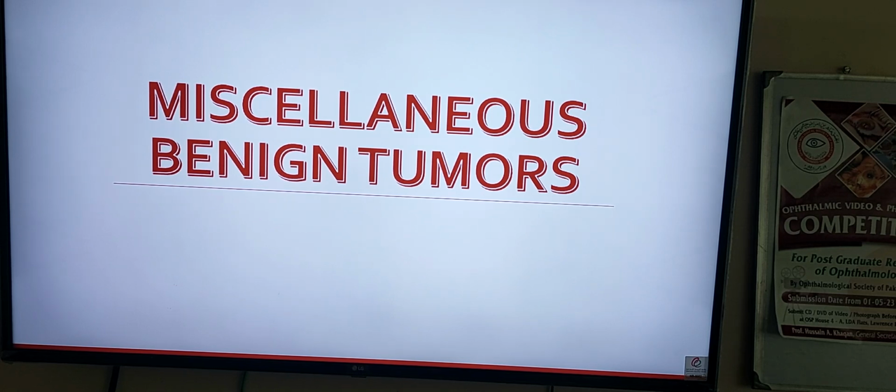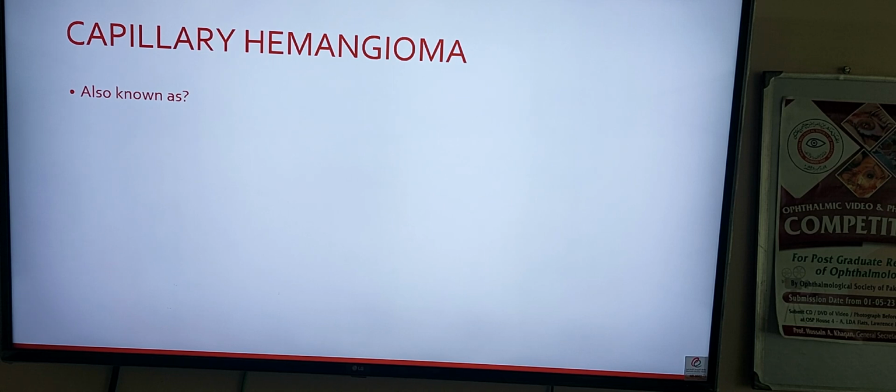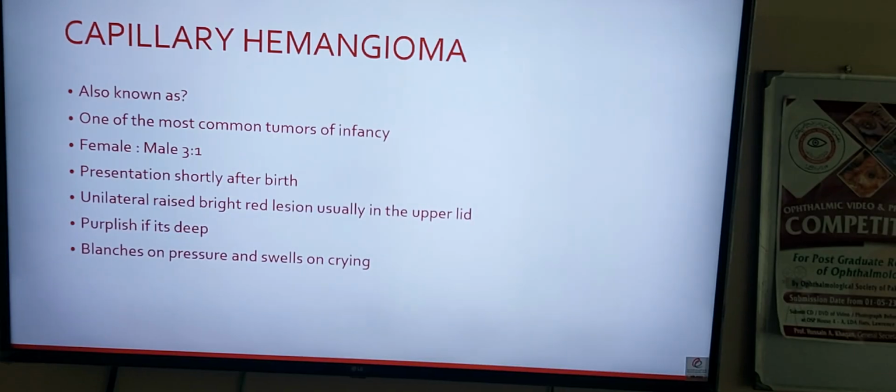Moving on to the miscellaneous benign tumors, first of all, we have the capillary hemangioma. It is also known as strawberry nevus, and it is one of the most common tumors of infancy. The female to male preponderance is 3:1. Presentation is shortly after birth: 30% present in the first month, 50% at 3 months, and about 70 to 80% within 6 months of birth. It is a unilateral raised bright red lesion, usually in the upper lid, and purplish if it is deep. It blanches on pressure and swells on crying. So this is important. Ptosis is frequent, and it may involve skin and the face.